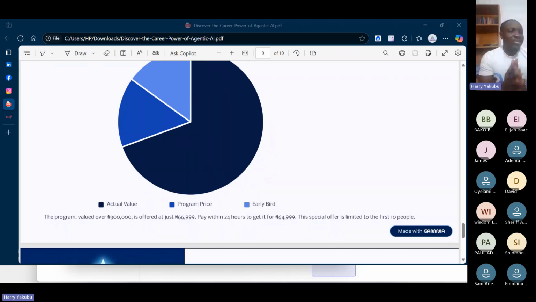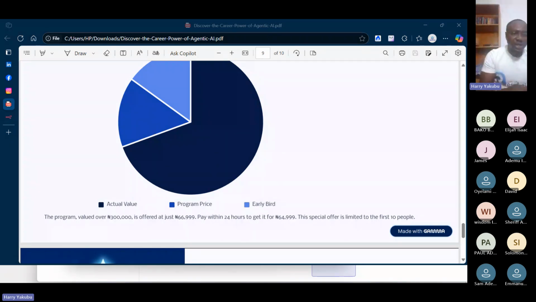You're paying just 66,999 naira. That's all you're paying. Now, this is the cut. For those who pay between now and the next 24 hours, you get to pay 64,999 naira. Just so we encourage you to act fast, right?